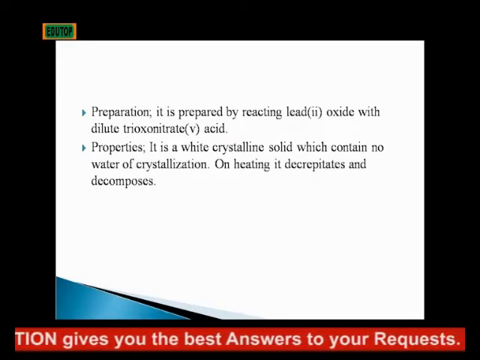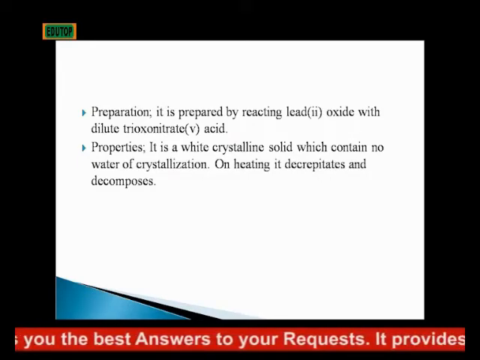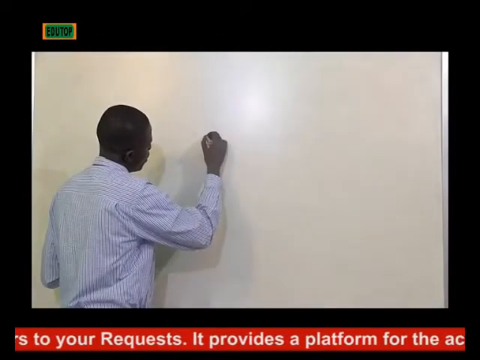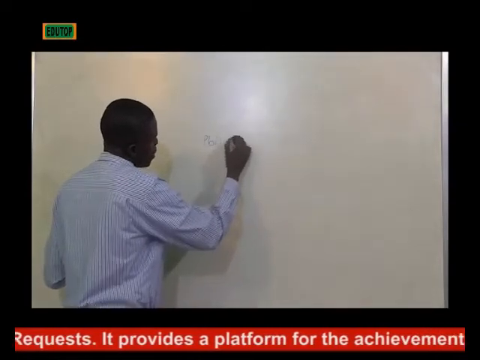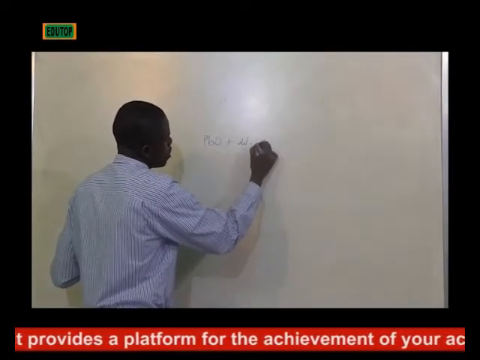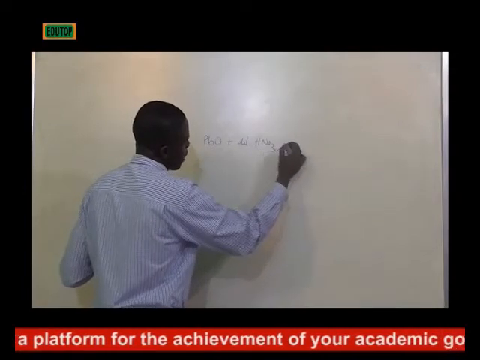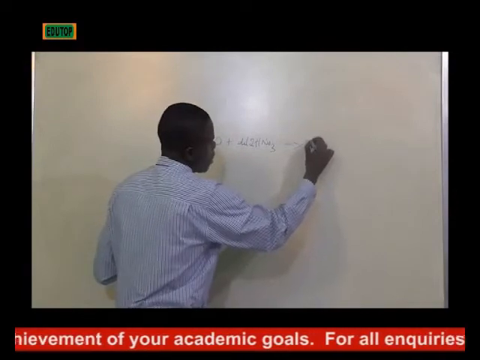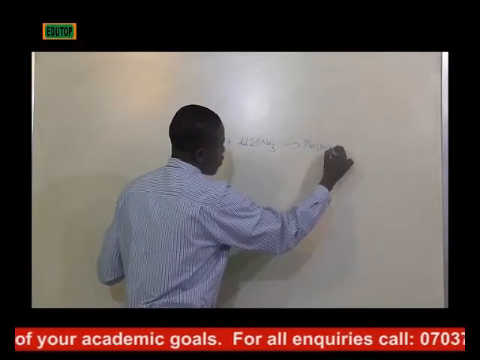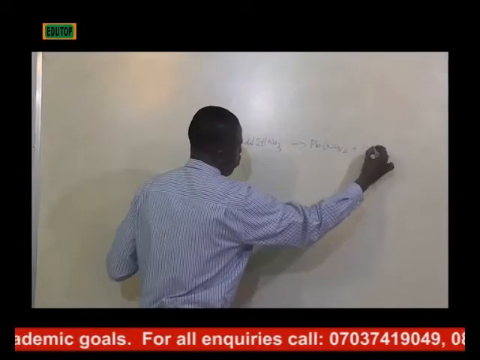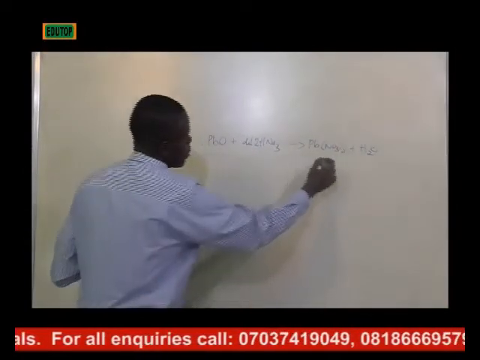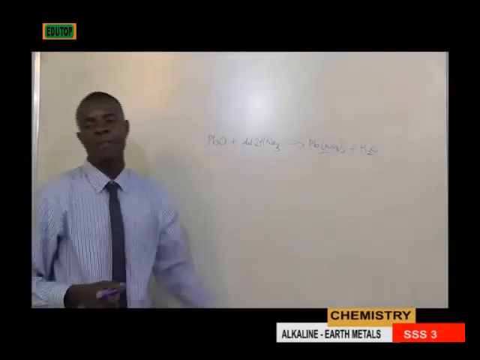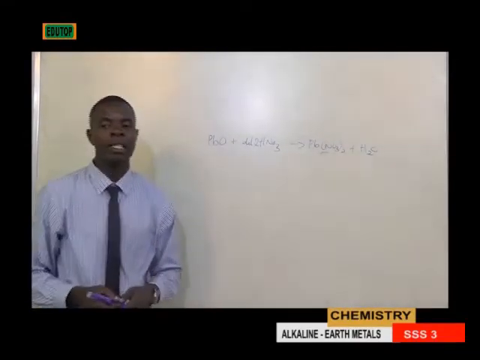Lead 2 trioxonitrate 5. Preparation. It is prepared by reacting lead 2 oxide with dilute trioxonitrate 5 acid. Here 2 moles of this react with this to give lead 2 trioxonitrate 5 and water in the process. So this is one way by which lead 2 trioxonitrate 5 salt can be prepared.